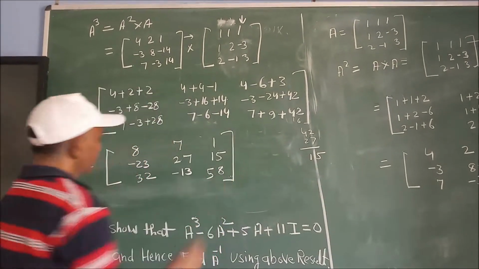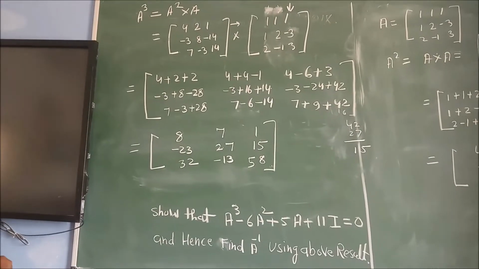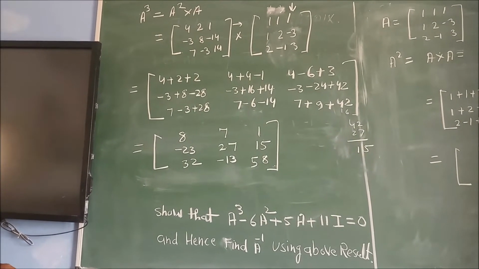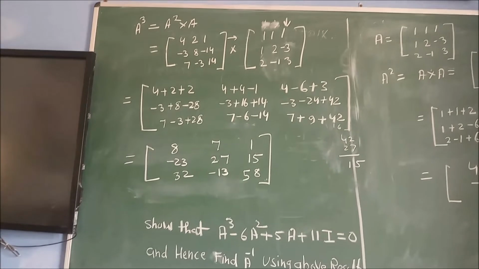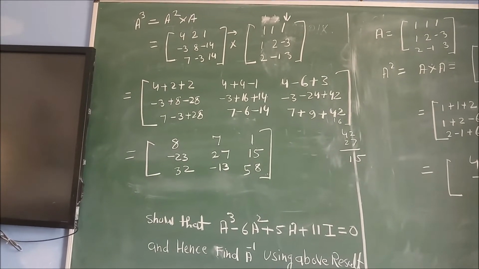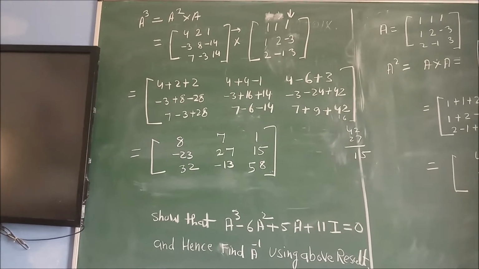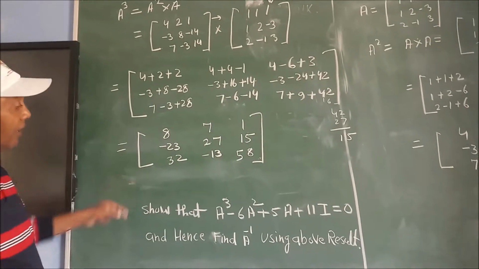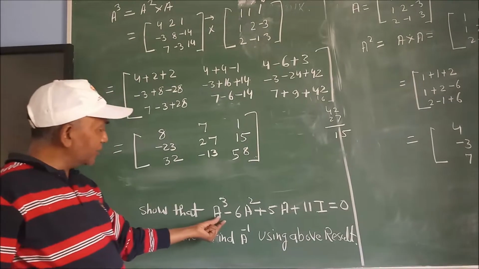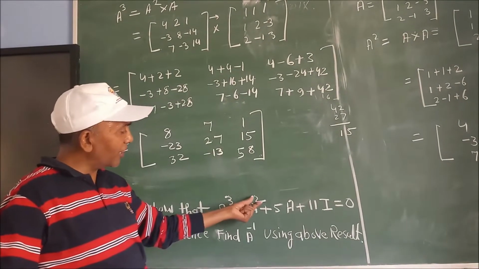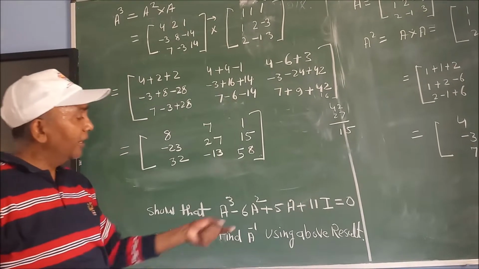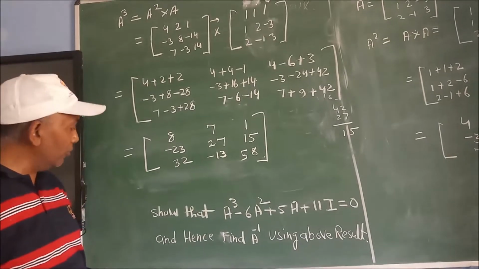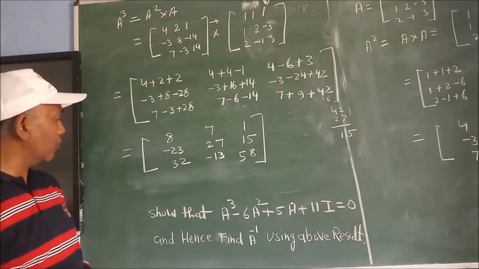So check Q. Is this correct? This is your checking. Checking is 8 7 1, minus 23 27 15, 32 minus 13 and 58. So this is correct. Now put the value in this form: A cube minus 6A square plus 5A plus 11I, and show it may be equal to 0. Is it correct or not?